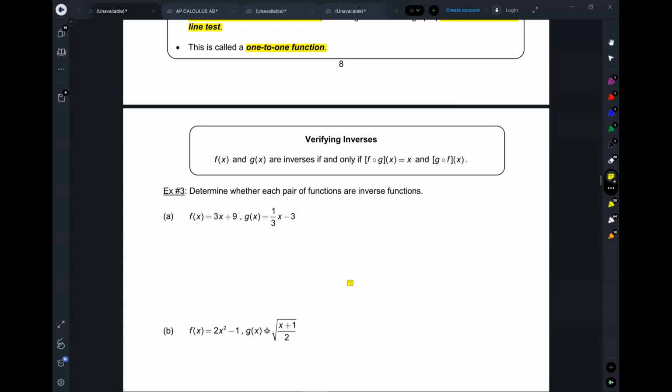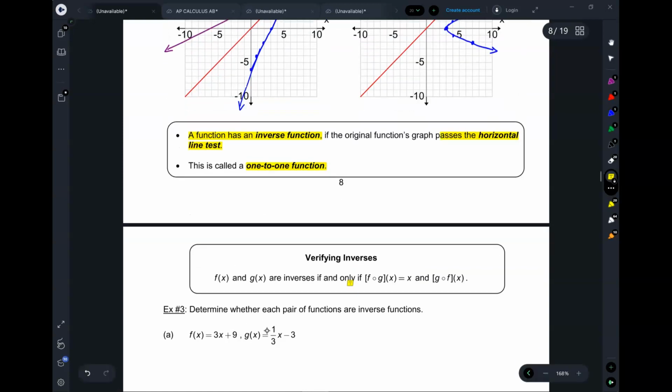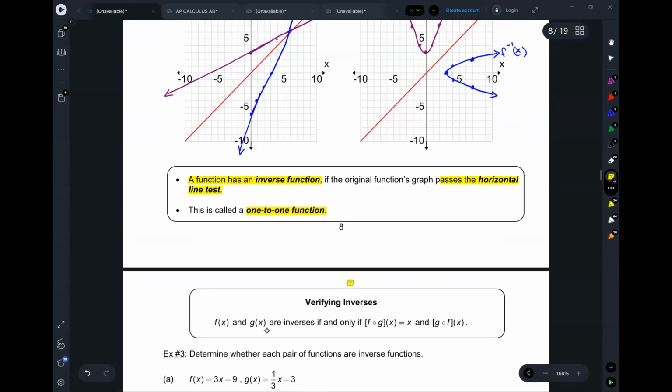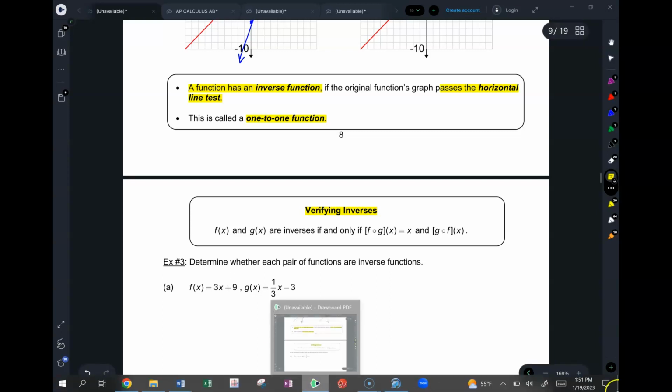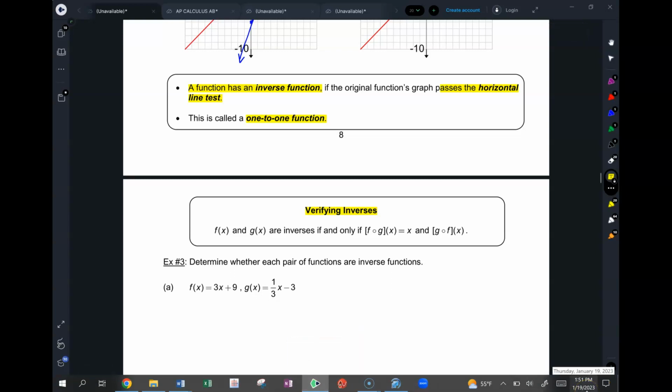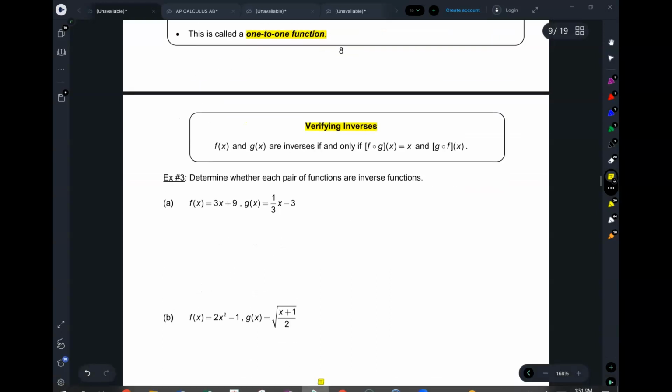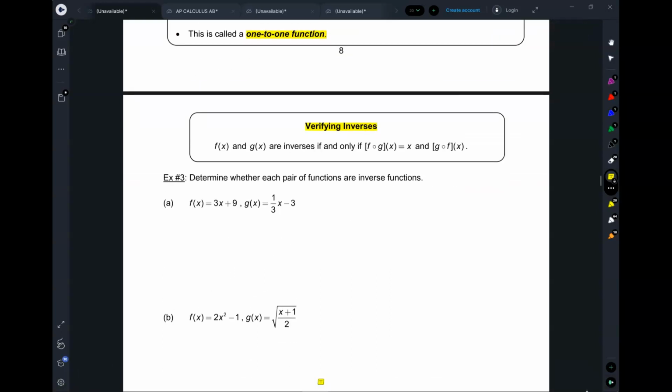All right, now, verifying inverses. Take a look at this word: verifying. This does not say showing. It does not say illustrating. It says verifying. And that word in math has a special significance. When you have to verify something, there is usually a formal process that goes with it. So how do we verify if two things are inverses?